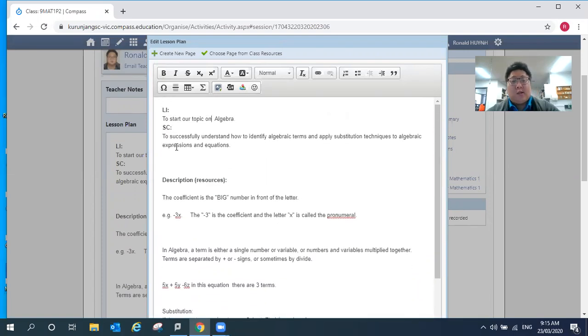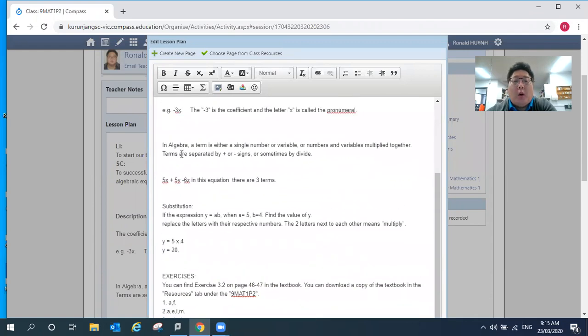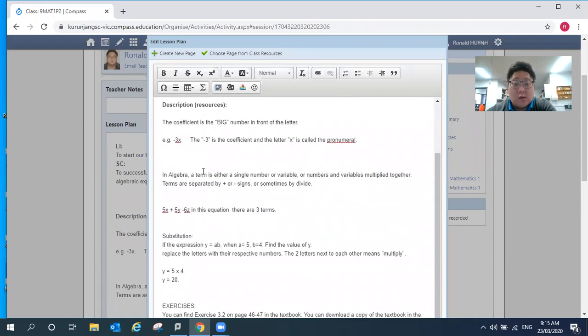And the success criteria: successfully understand how to identify algebraic terms and apply substitution techniques to algebraic expressions and equations. Into the description, this is the bulk of the notes.